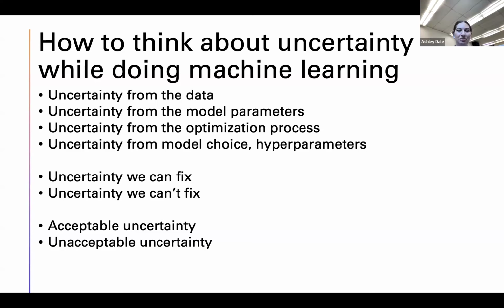All right. So coming back to what we're working on today. When we're thinking about uncertainty doing machine learning, we need to consider different sources of uncertainty, right? So like the material science example that I gave, we have uncertainty from the data, we have uncertainty from model parameters, from optimization choices, from model choice, from the hyperparameters you might use to train your model. But then there's also this idea of uncertainty we can fix and uncertainty we can't fix. And then there's acceptable uncertainty and unacceptable uncertainty.